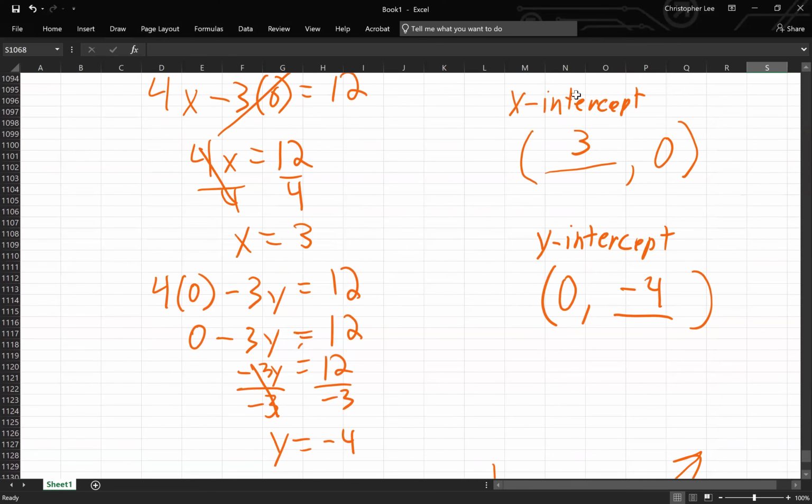So the x-intercept is this one, 3 comma 0. It's where the graph crosses the x-axis when y equals 0. And the y-intercept is 0 comma -4. It's where the graph crosses the y-axis when x equals 0.